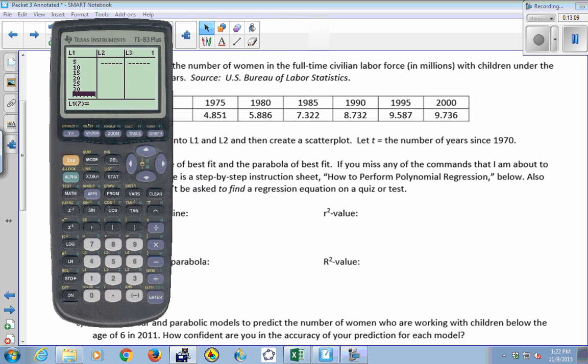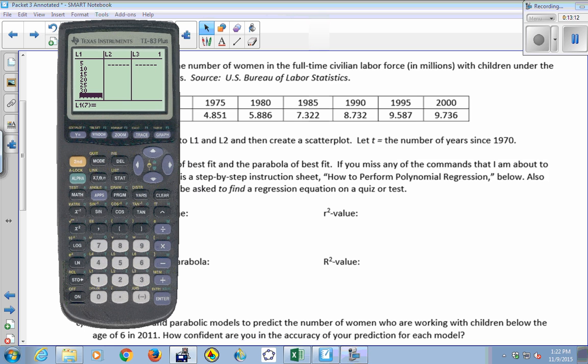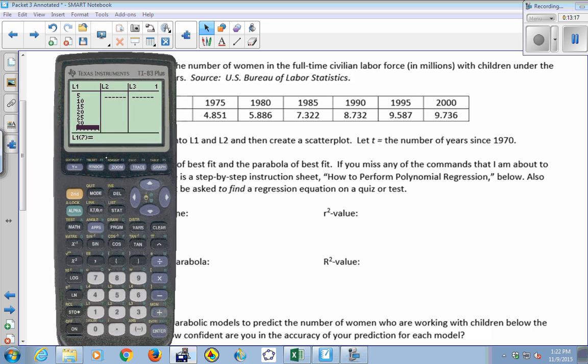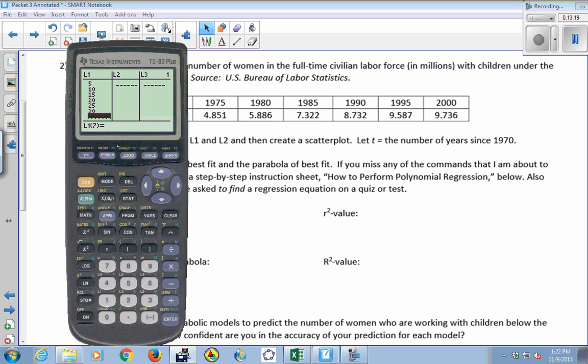And then my Y data is the number of women in the full-time civilian labor force with children under the age of 6. So I'm going to put those numbers next to the corresponding year in list 2. So 4.851, 5.886, 7.322, 8.732, 9.587, 9.736.